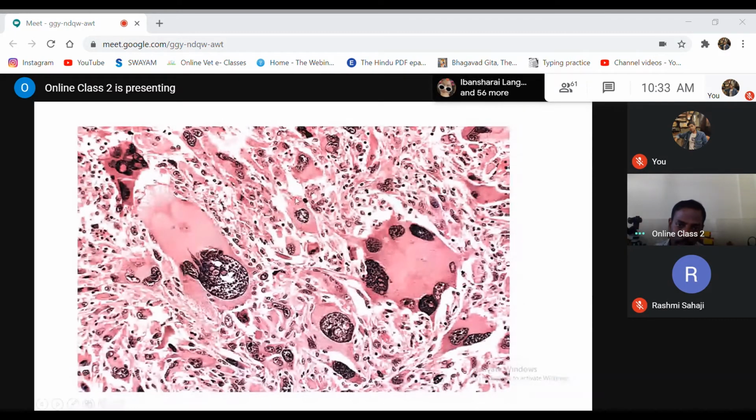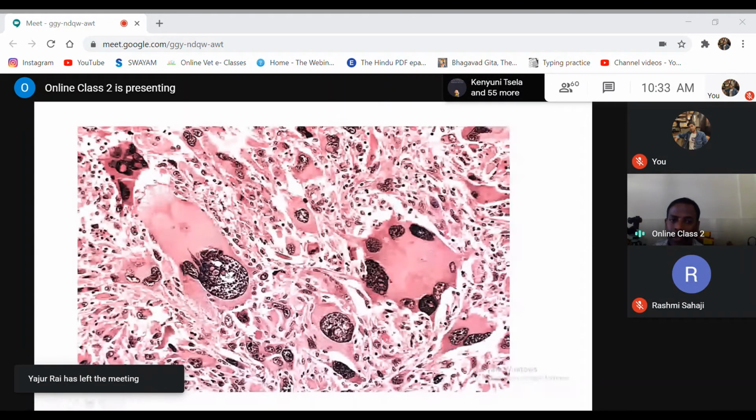See this cell. This is one muscle cell, a rhabdomyocyte. You see the size of this cell. This cell is much larger in size and it has multiple nuclei. Here in this one you can also find that the cell is much larger in size, but the nucleus is single.